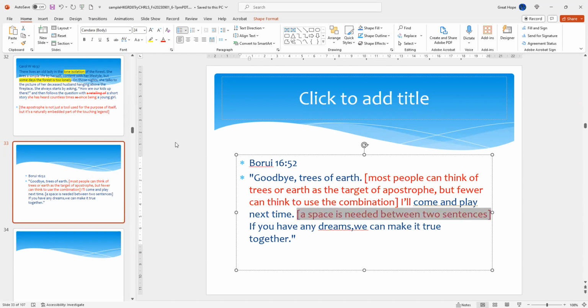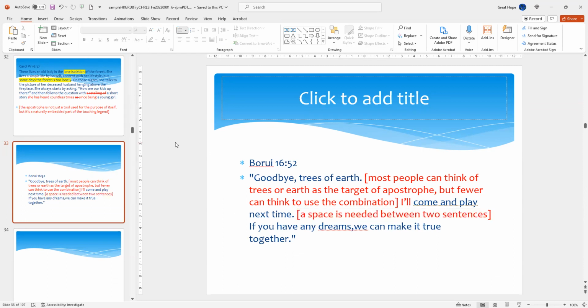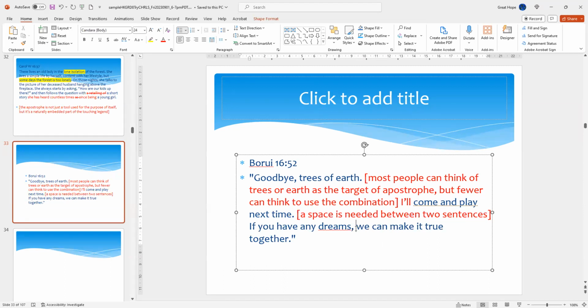All right, let's move on. So "if you have any dreams," all right, so here we also need a space. So make sure we separate the two sections of the sentence. "We can make it true together." All right, so that's a good example of apostrophe.